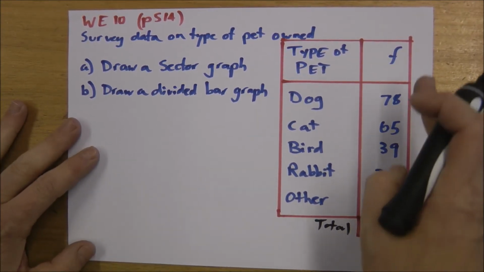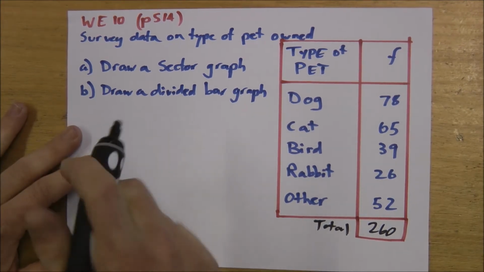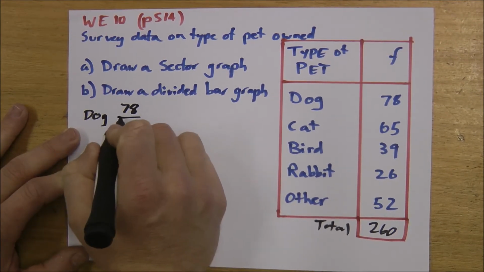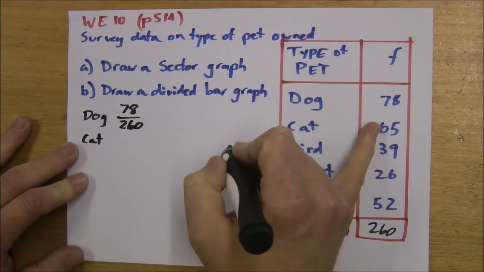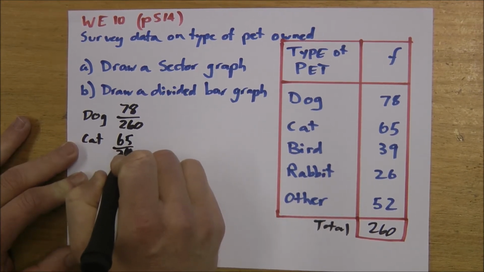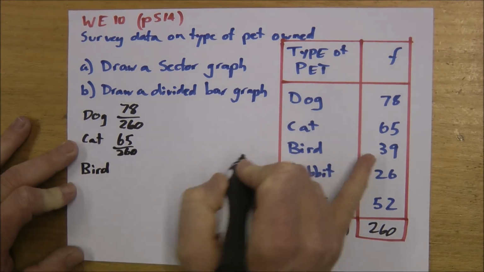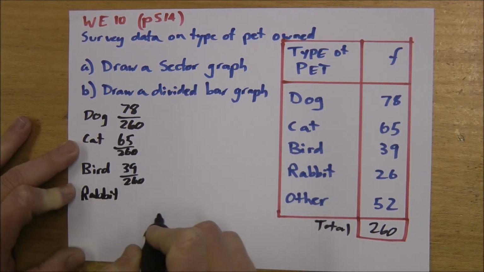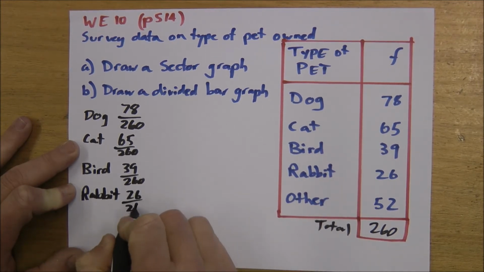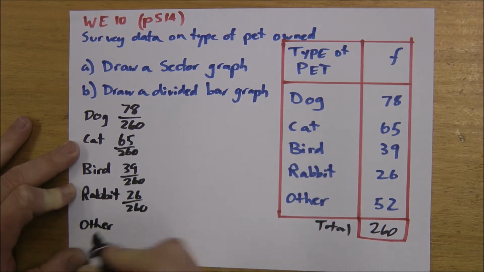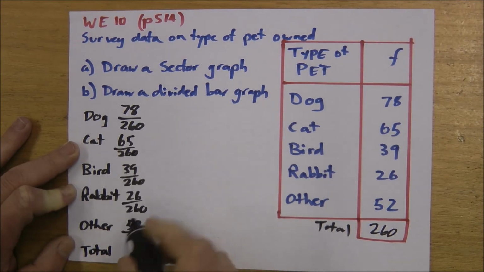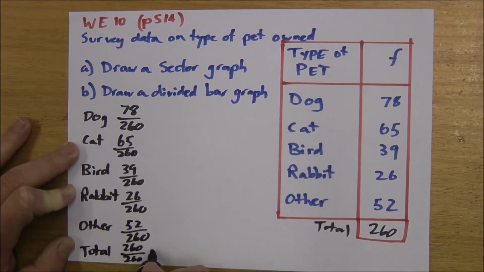You can add an extra column on our table off to the side here, but I'm running out of paper, so I'll do mine over here. People that prefer dogs were 78 out of 260. Cats, 65 out of 260. Birds, 39. Rabbit, 26. And the other category, which could have included anything else such as horses or lizards or all sorts of other things, 52. And obviously the total will be, we add all these up, 260 over 260, which equals 1.